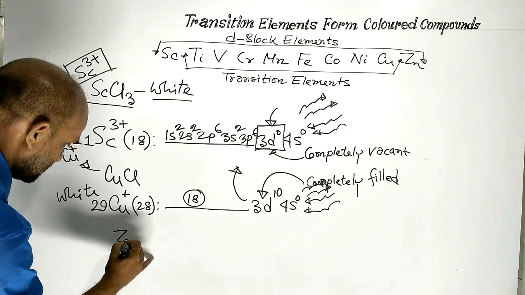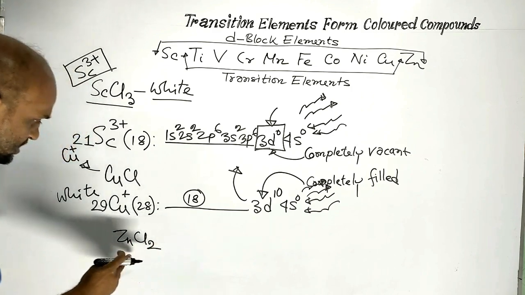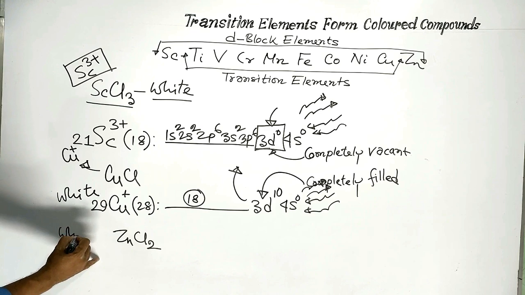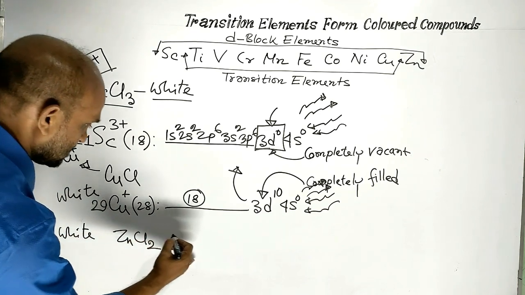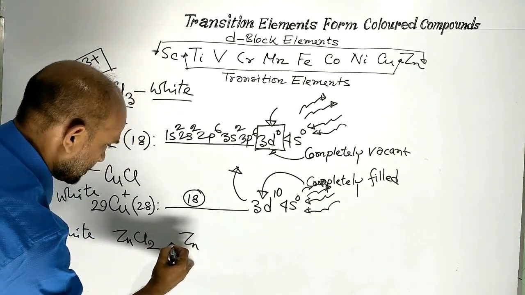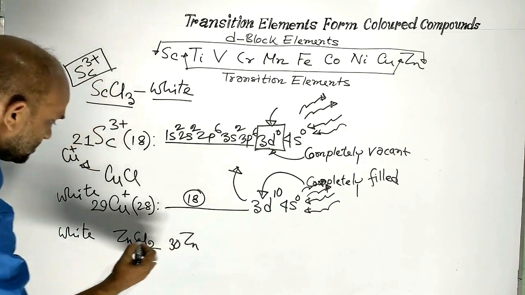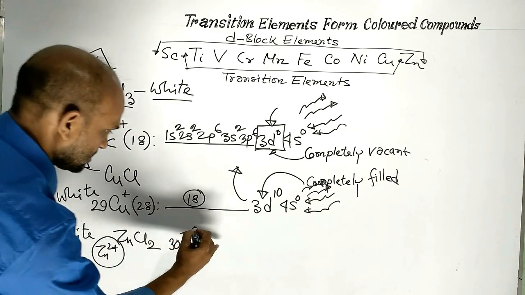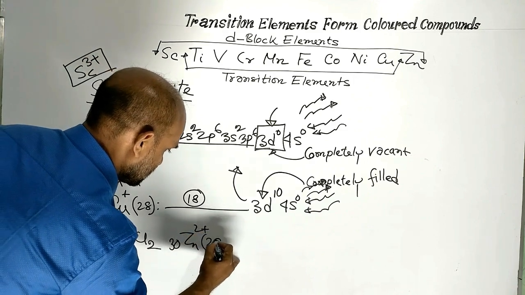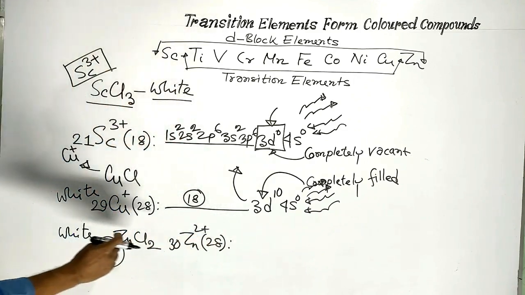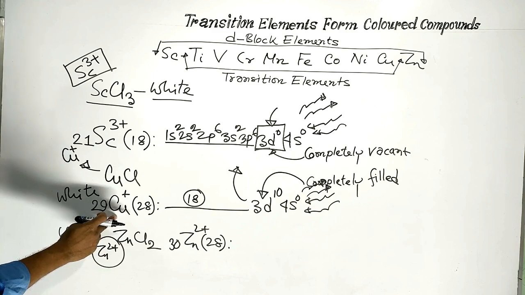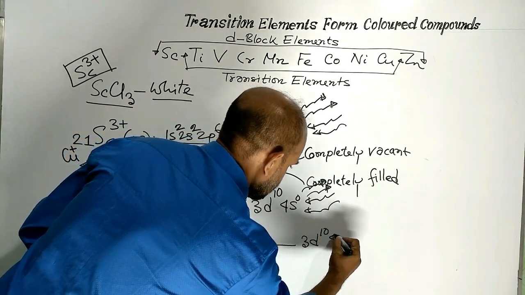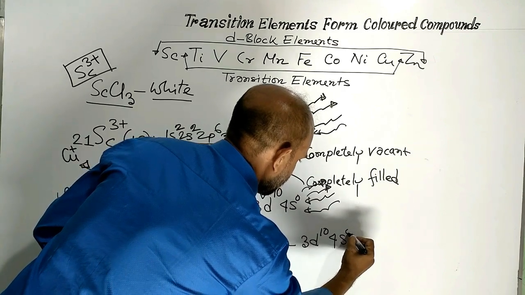Again, zinc chloride. This is also white in color. Here, zinc 30. The ion is zinc 2 plus. It contains 28 electrons like the copper ion. Same electronic configuration, 3d10, 4s0.